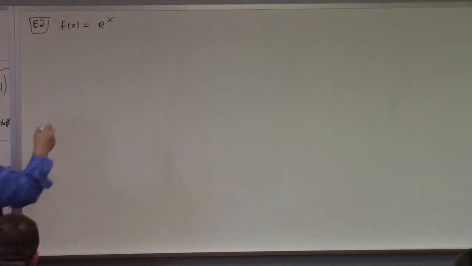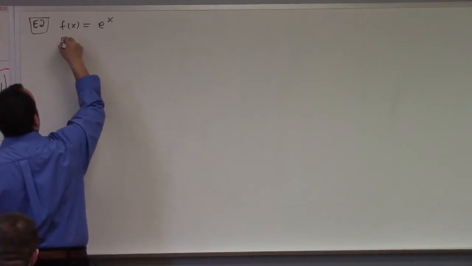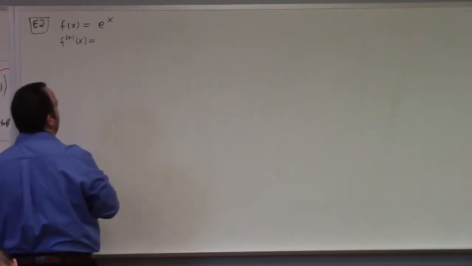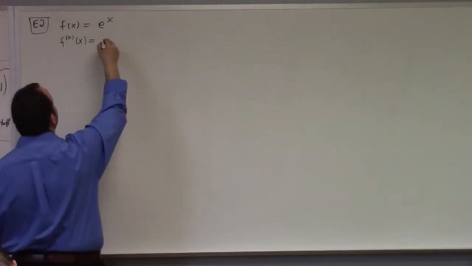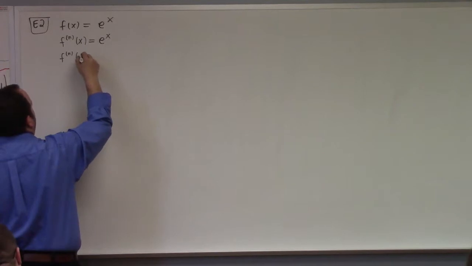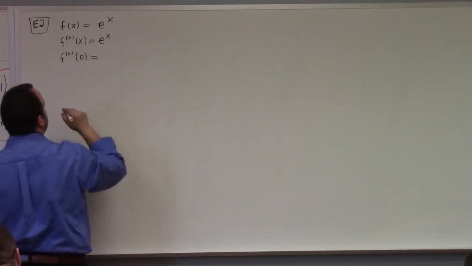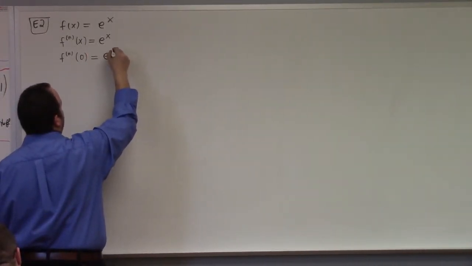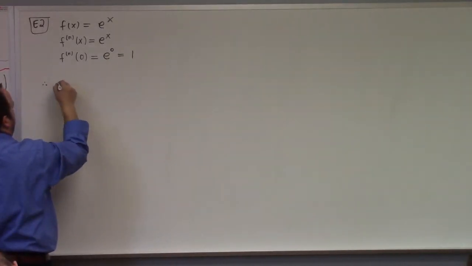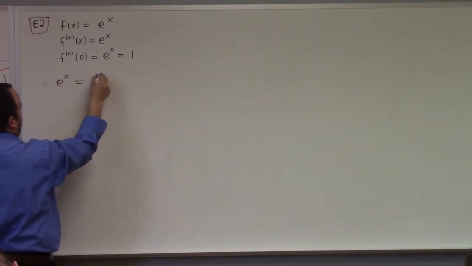What's the nth derivative of f equal to? E to the x, right? So what's the nth derivative at 0 equal to? E to 0, which is 1, right? So therefore, e to the x is equal to the sum.